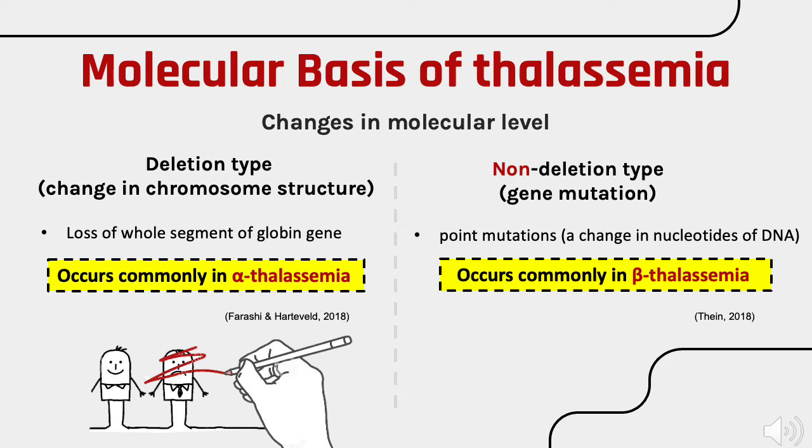To talk about the changes at the molecular level, we can divide thalassemia into two types. The first one is deletion type, which refers to the loss of a whole segment of globin genes, and it occurs commonly in alpha thalassemia. And the second one is non-deletion type. It means there's a change in nucleotides within the genes, and it occurs commonly in beta thalassemia.